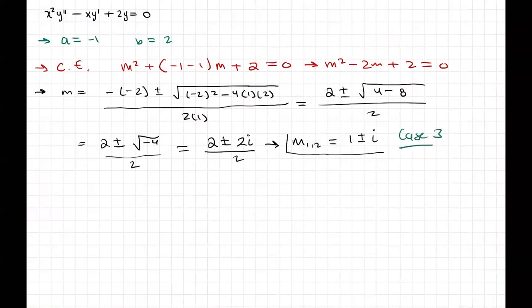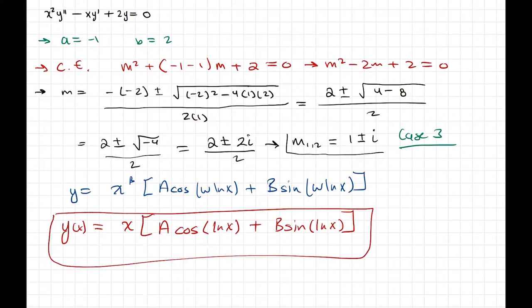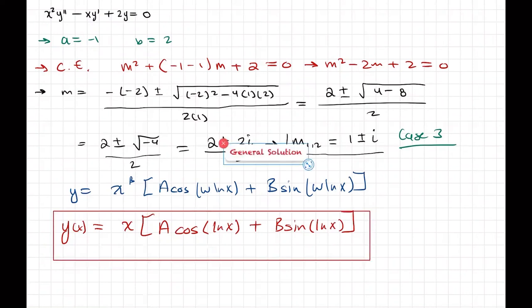Because they're complex, we get case number 3. In the Cauchy-Euler, case number 3 gives us a solution of the form x to the real part times (a cosine of omega times ln of x plus b times sine of omega times ln of x). With that in mind, we can write our general solution: y equals x to the real part, which in this case is just 1, times (a cosine of ln of x plus b sine of ln of x), since omega is also just 1. And this is the general solution for this Euler-Cauchy equation.